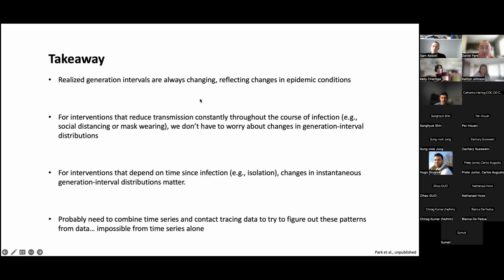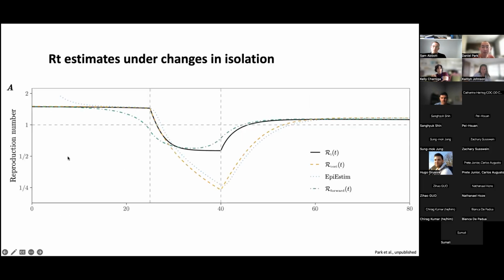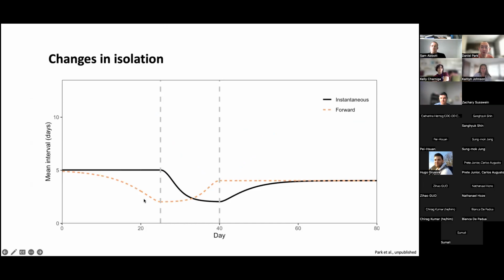Caitlin Johnson has a question. If you could have a time-varying generation interval in an epidemic, would you be able to get back the true Rt? Yes, you can, except that this time-varying generation interval is a hypothetical distribution that you can't measure. Even if you knew exactly when all infections were happening, and you tried to measure the generation interval distribution, you can't get it, because what you get is the forward generation interval distribution.